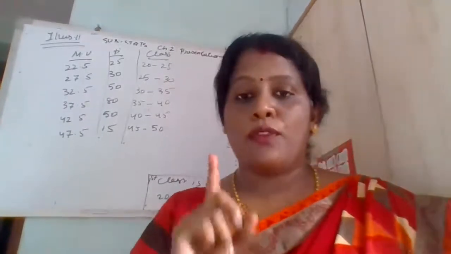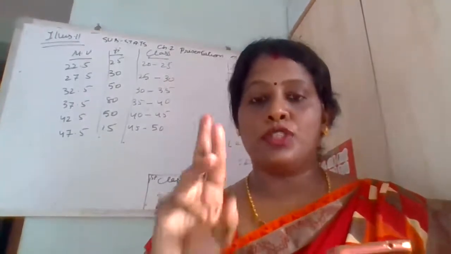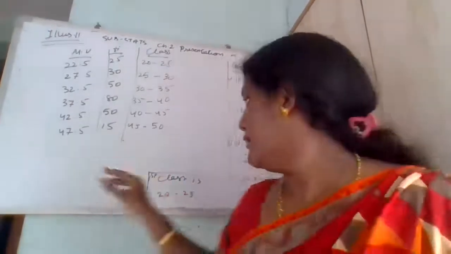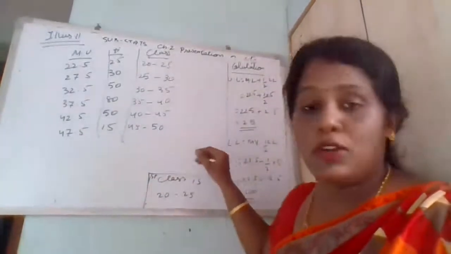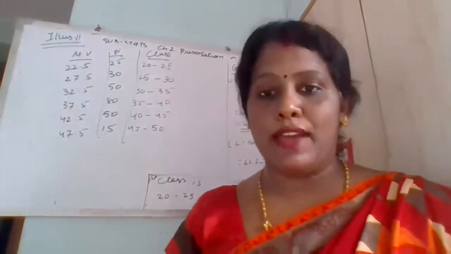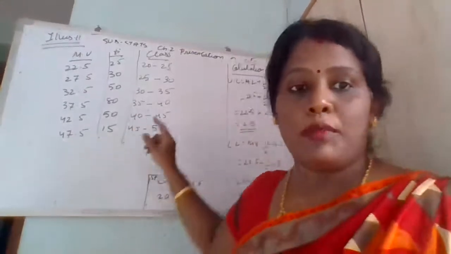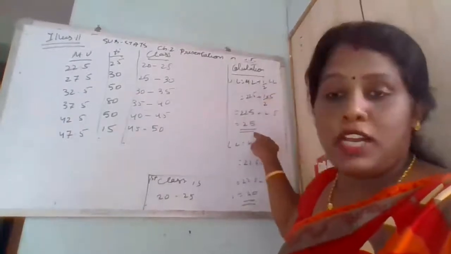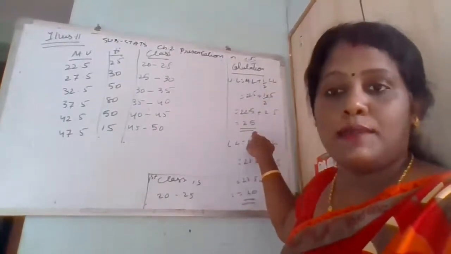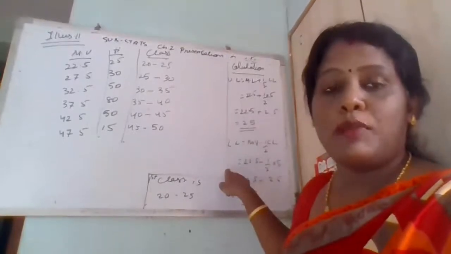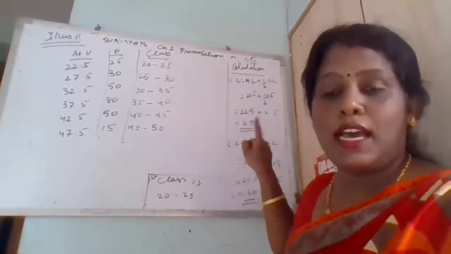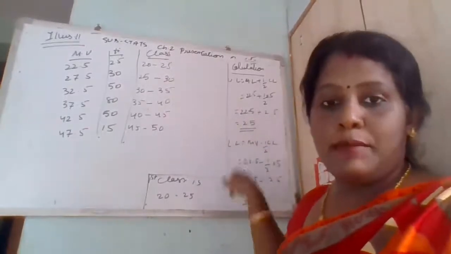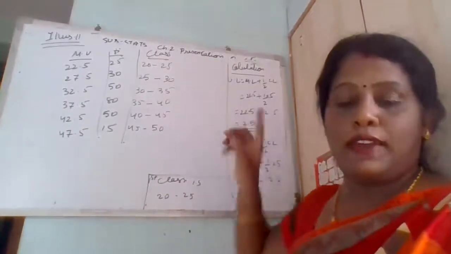Got it? So for finding class, what you have to do, you should have two things. That is your lower limit and upper limit. Two things you should be having. So we found lower limit and upper limit with the help of our mid value. With the help of mid value, the formula of upper limit is mid value plus half into class length. Right? So our mid value comes to 25. Upper limit comes to 25. Then lower limit. Formula of lower limit is mid value minus half into class length. So by calculating we got 20. So our lower limit and upper limit, that is 20 to 25.